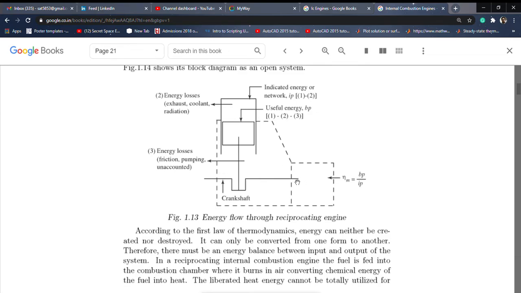So there are two terms. First is indicated power, second is brake power. Indicated power is available at the piston, brake power is available at the crankshaft, that is the output. These are some losses which occur in the indicated power. If the indicated power or indicated energy has these losses, friction, pumping, unaccounted, you will then get the brake power.